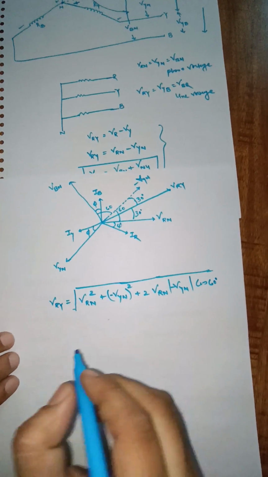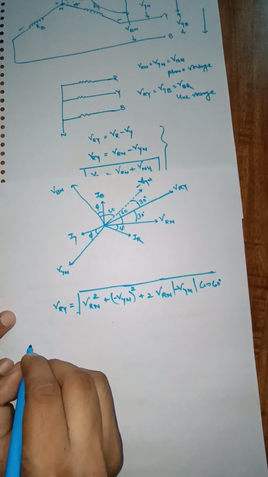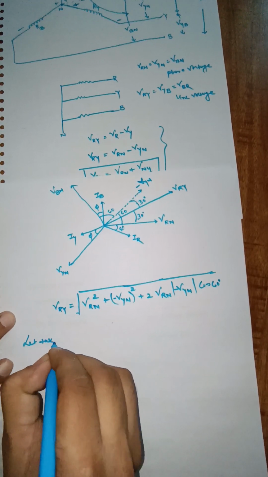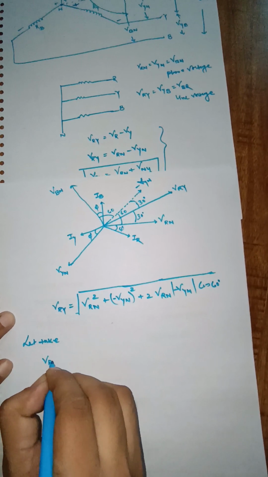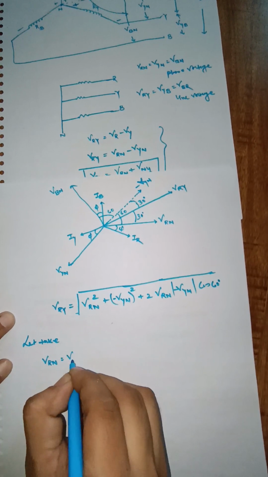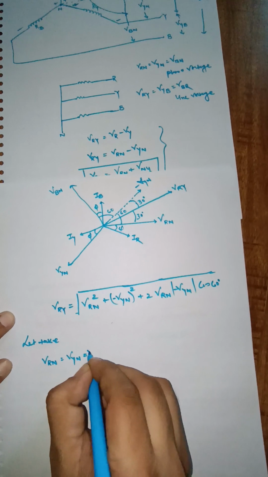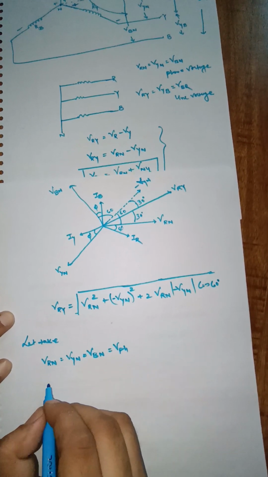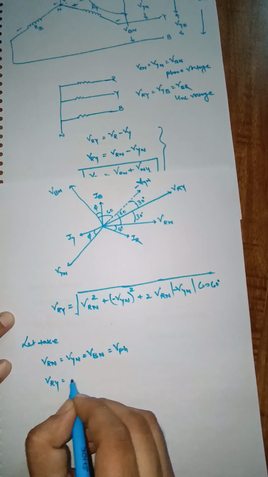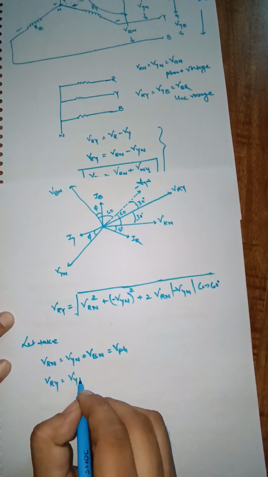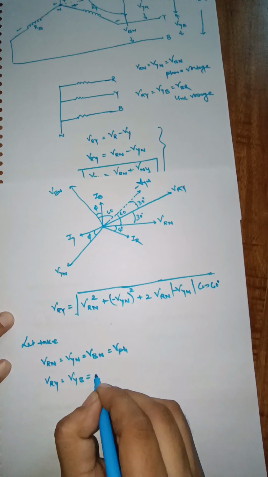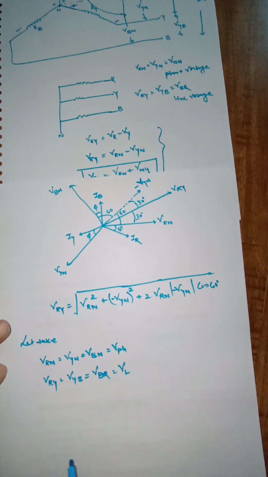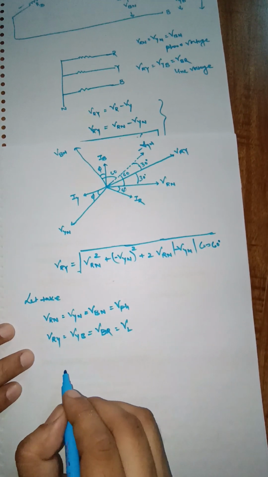So let me change some here. Let's take VRN equal to VYN equal to VBN equal to V phase, and VRY equal to VYB equal to VBR equal to VL. So put this value.